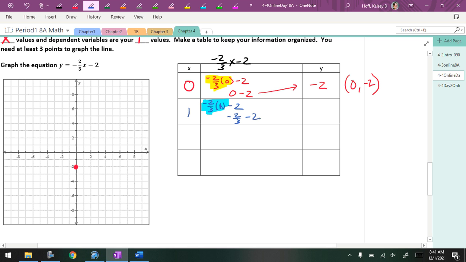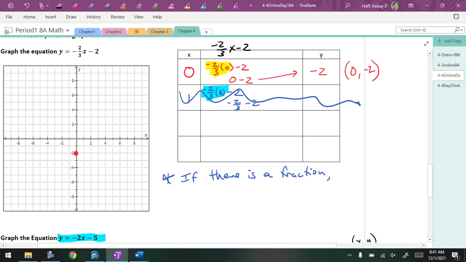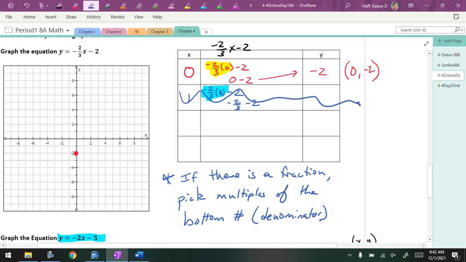We all hate fractions, yes? So do not pick that. Okay, make yourself a note. If there is a fraction, pick multiples of the bottom number. Or in other words, the denominator. Of just the denominator. I'll talk about what that means in a minute.